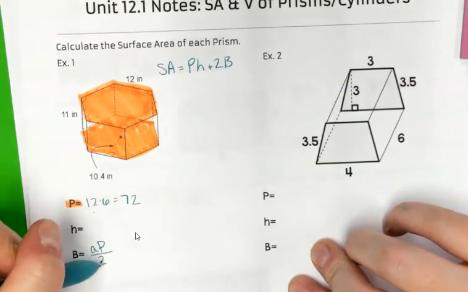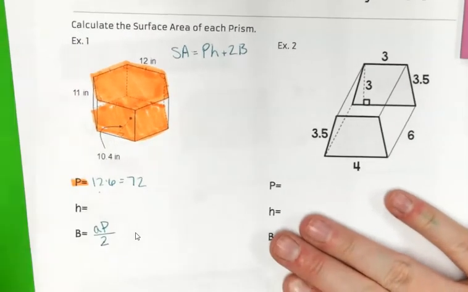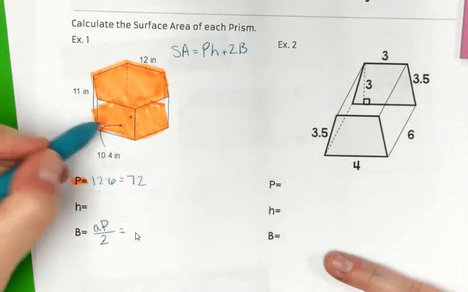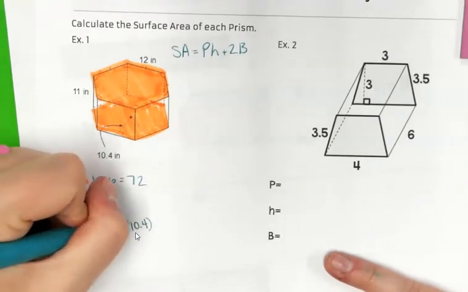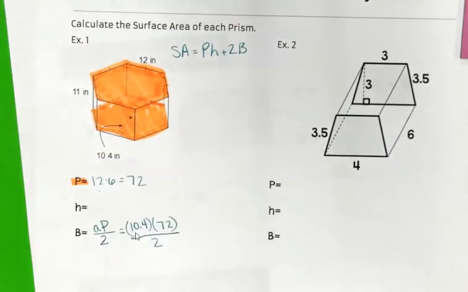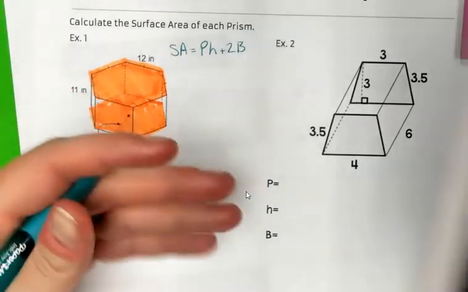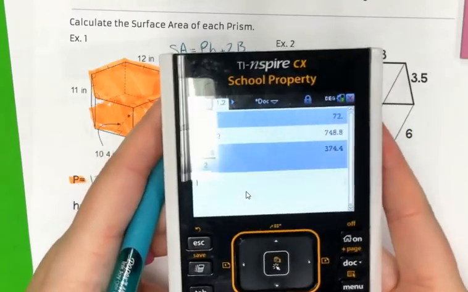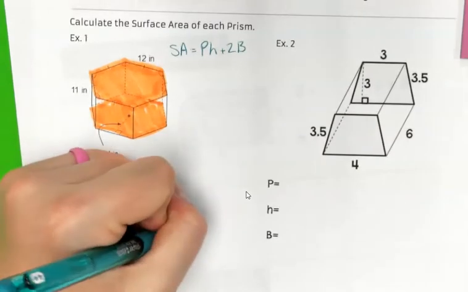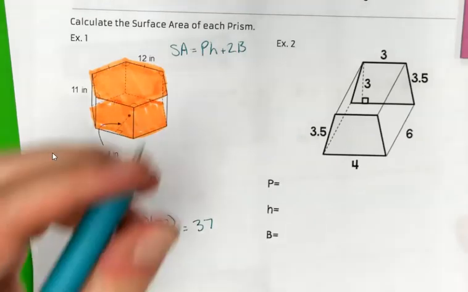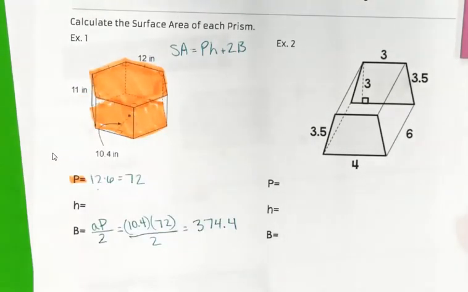It's apothem times perimeter divided by 2. You do not have to use trig. Don't get crazy and try to be doing trig like a lot of you did on the test. You have the apothem, 10.4. You have the perimeter. We just figured it out. It's 72. You multiply those two, and then you divide by 2. So 10.4 times 72, cut that in half, and you get 374.4. There it is. That is the area of my base.